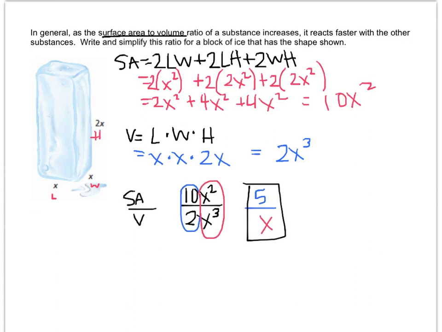Now, when we talk about excluded values, that would be 2x to the third equals 0. So through the magic of inversing, that would give you x equals 0. But that's a little ridiculous because that would mean that the length doesn't exist, which would mean that you don't even have the cube. Or it's not a cube, it's a prism. So you wouldn't even have this block of ice if x is 0. So that's a little ridiculous to state. So we're just going to leave it as 5 over x. And also, they didn't really even ask for the excluded values.